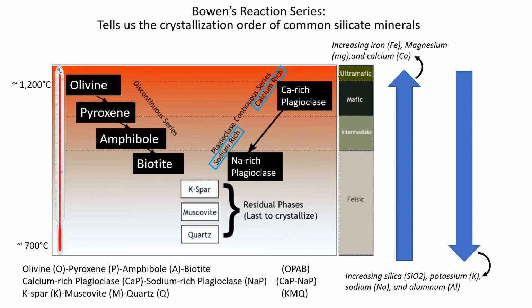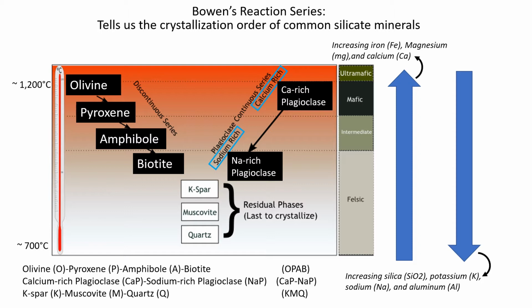Hey everyone. So this short lecture is on Bowen's reaction series. Norman Bowen did some seminal work in the 1920s, and he was an experimentalist. What that means is he literally collected igneous rock in the field and melted it in the laboratory to see which minerals would crystallize at what temperature. And the diagram that you're looking at right now is known as Bowen's reaction series.